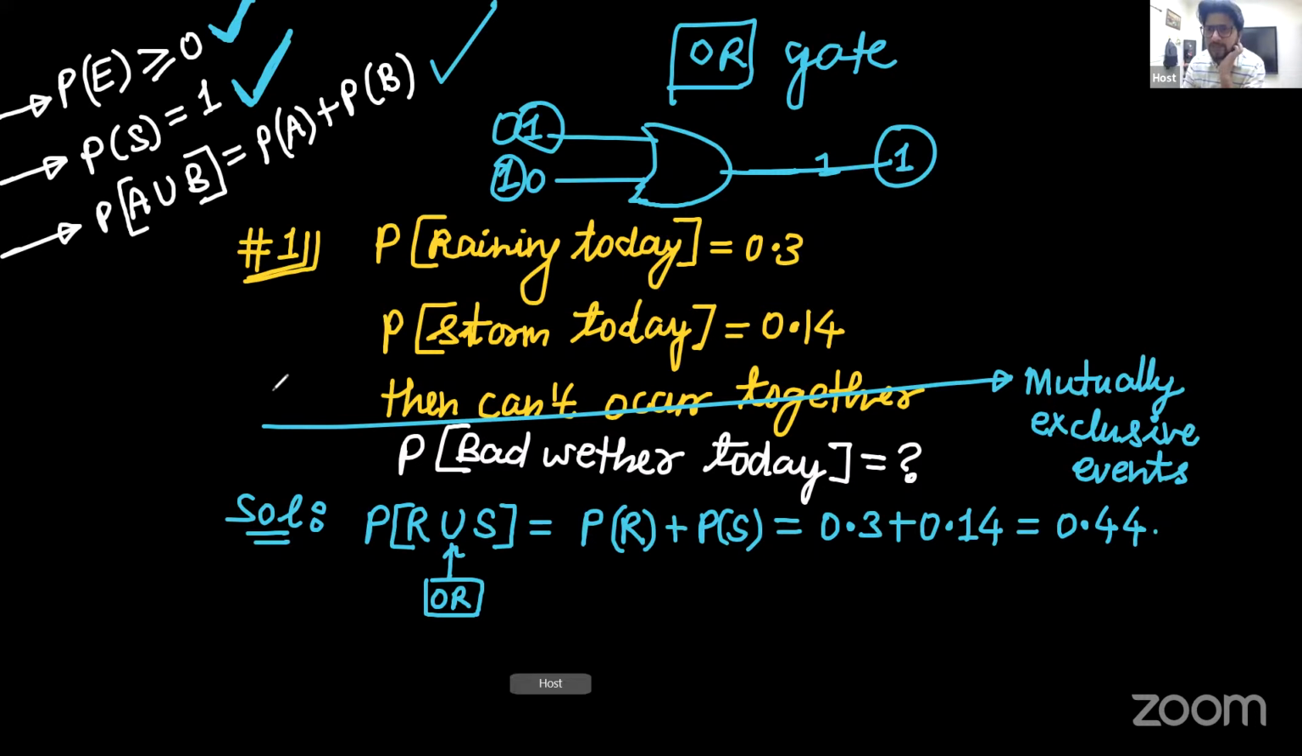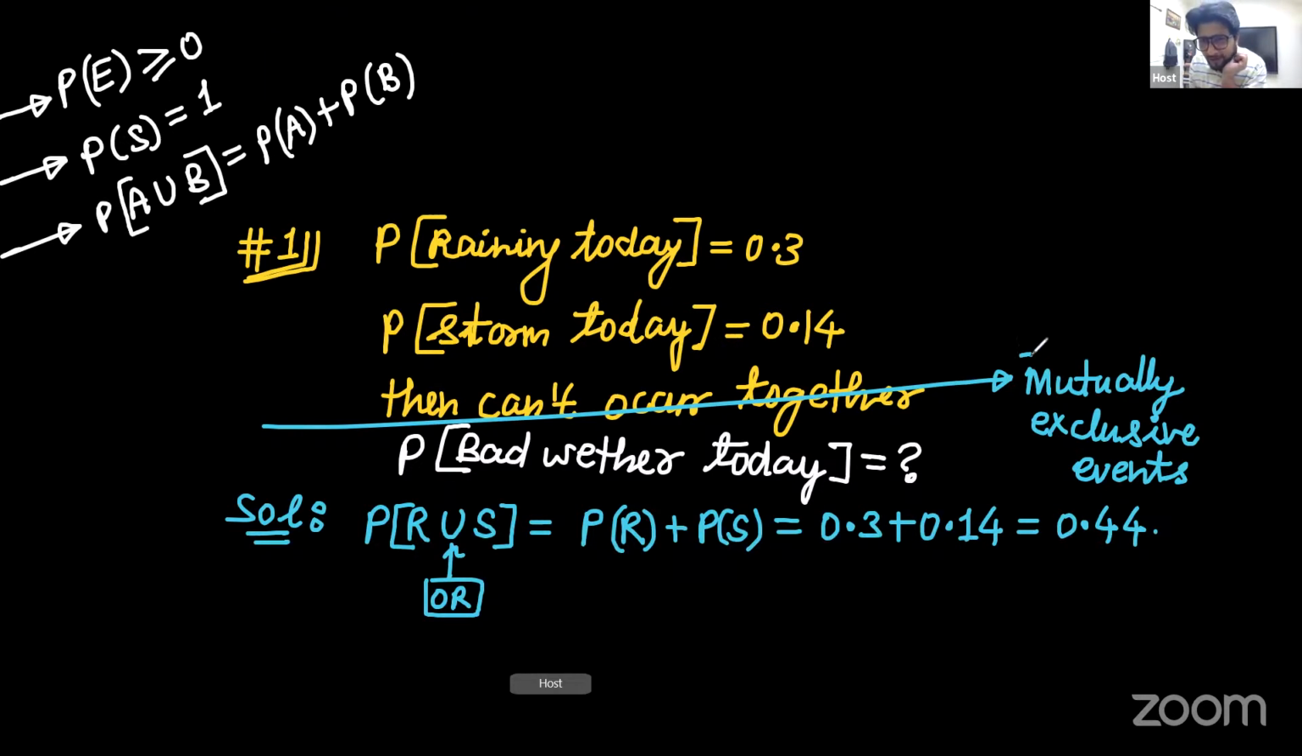And you can solve these kinds of very easy problems where the probability of A is given, B is given, and C is given, and all of them are mutually exclusive.